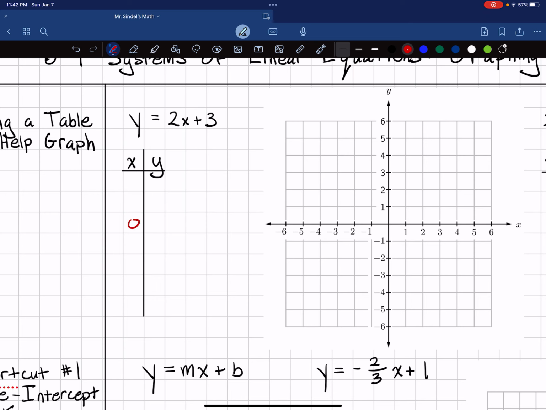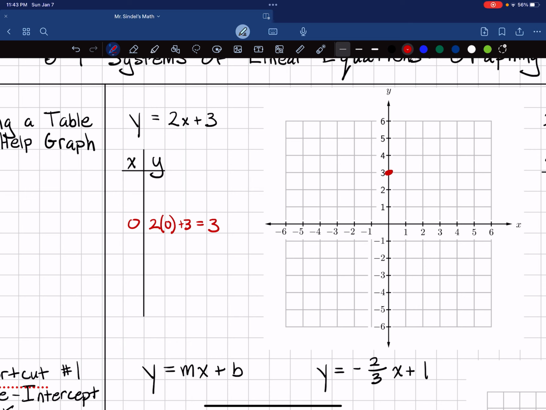If I plug in 0, that means x is now 0. This x right here is now 0. I can rewrite it: this now says not 2 times x, but 2 times 0 plus 3. And if I multiply 2 times 0, that's 0, and 0 plus 3 is 3, so the output here is actually 3. What I've done now is I have an x and a y coordinate. You always go x, then y, left and right, then up and down. (0, 3) means I go nowhere left or right, and I go up 1, 2, 3, and I have a point on my graph.